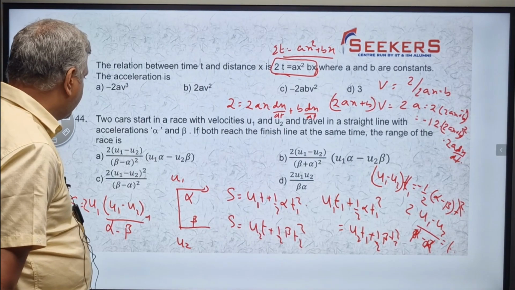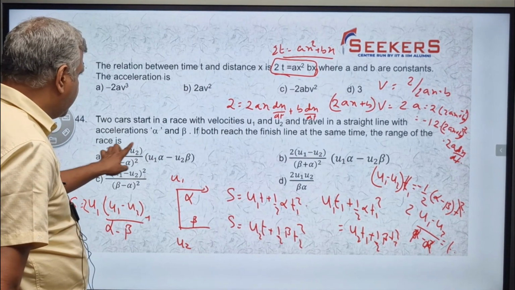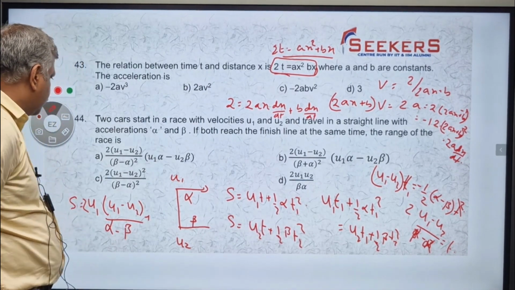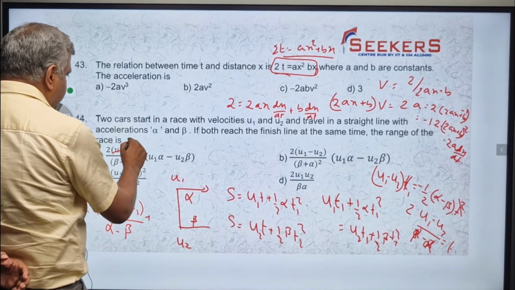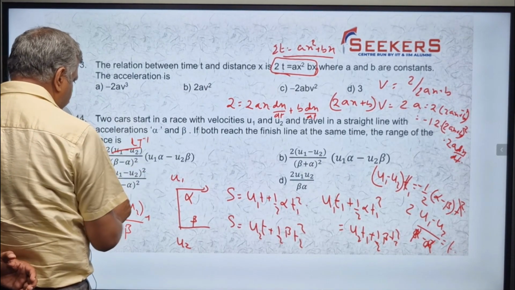Okay. So alpha is the acceleration, so they are asking you for the range. So this has the dimensions of L t power minus 1.